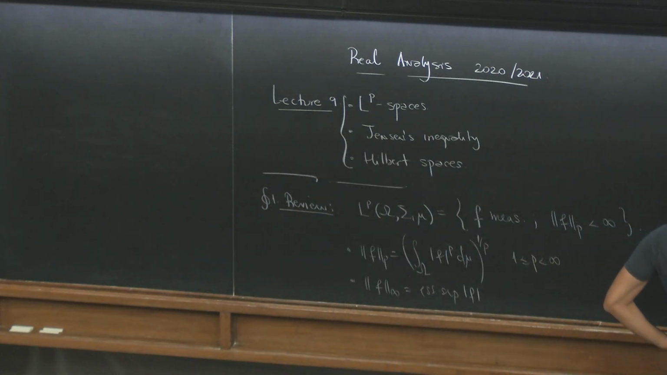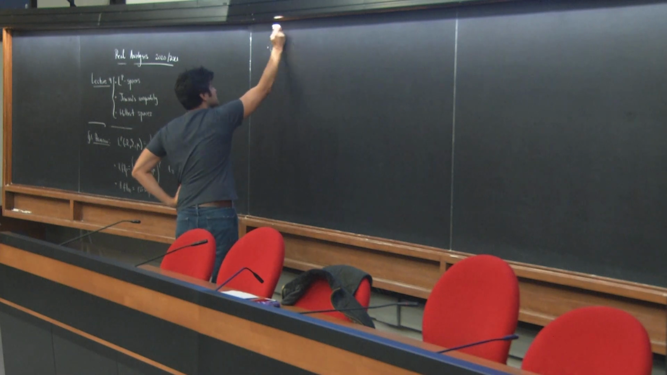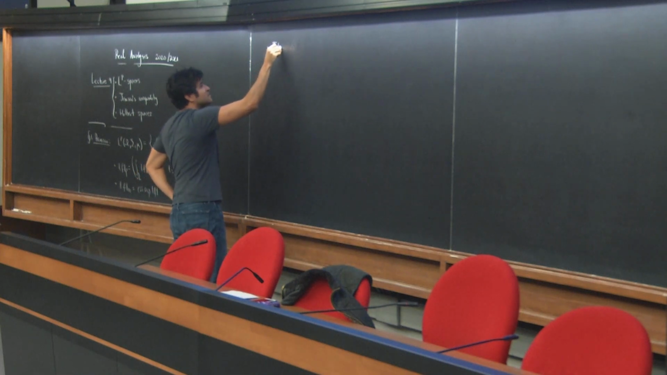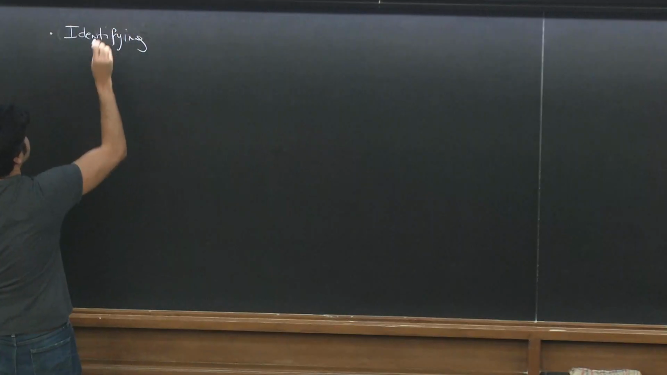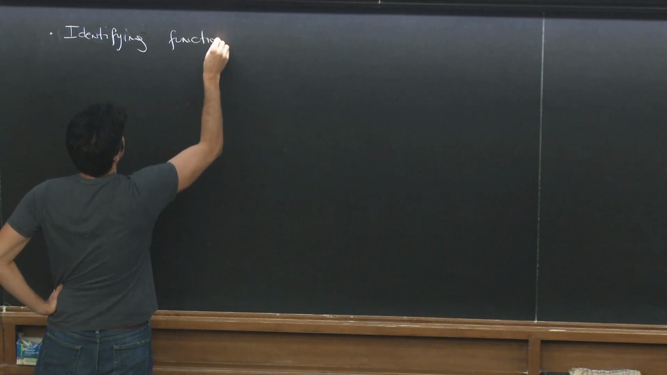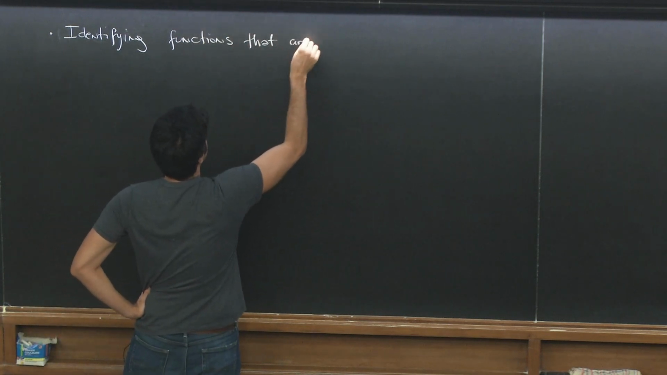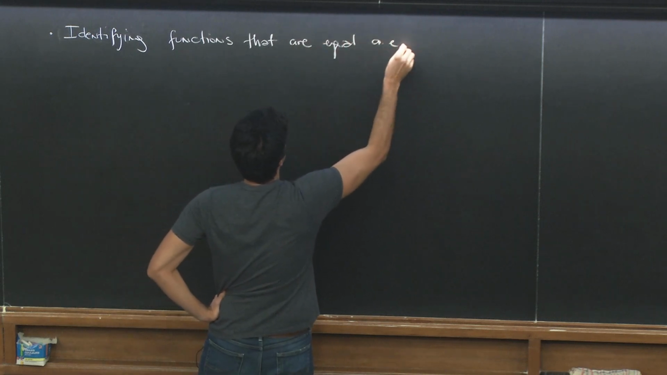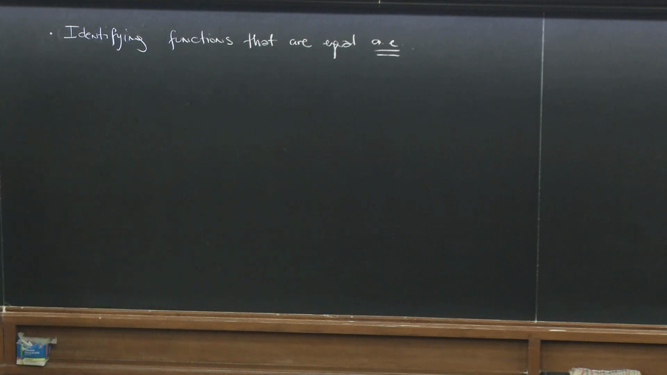Recall that we are identifying functions in these spaces: f is going to be equal to g. We are identifying functions that are equal almost everywhere with respect to the measure mu, so we don't distinguish them anymore. And then these are vector spaces. If you add up two functions with finite LP norm, the sum also has finite LP norm. You can multiply by scalars, real valued or complex valued, and the scalar comes out.